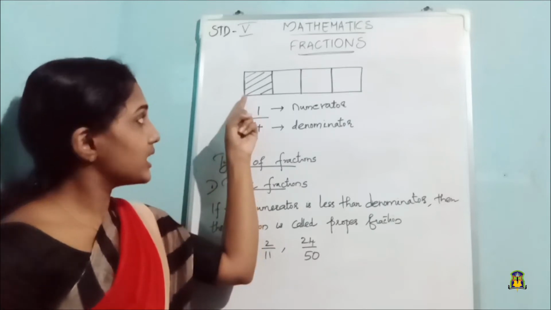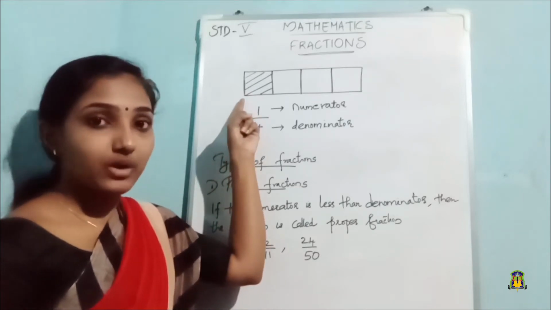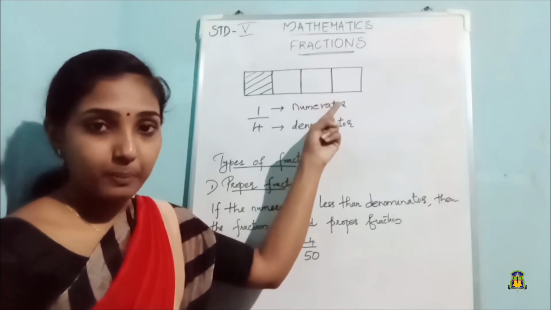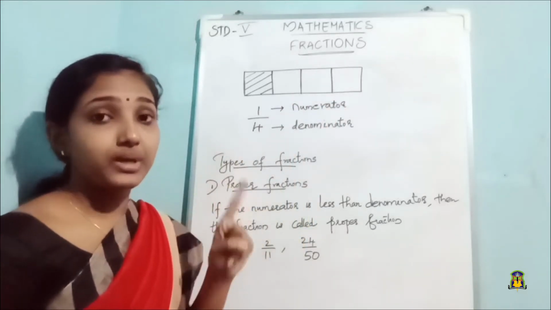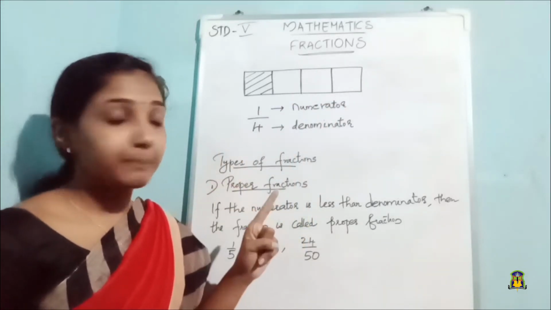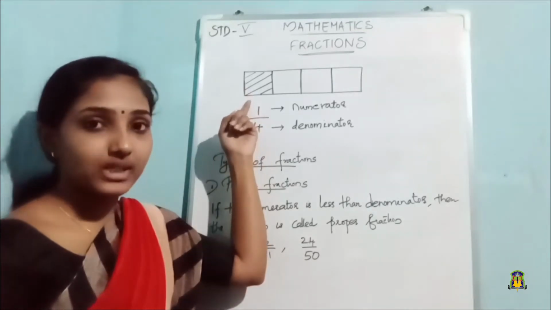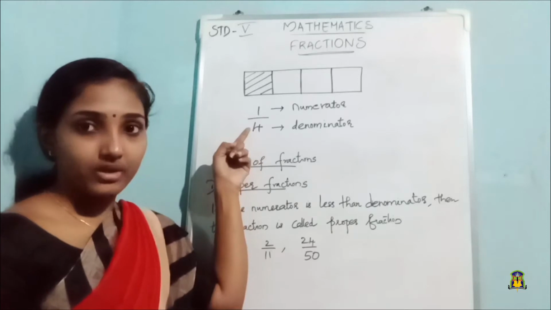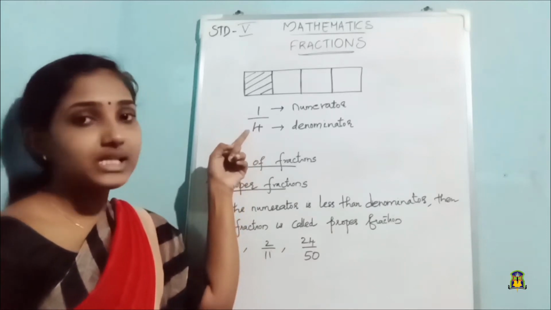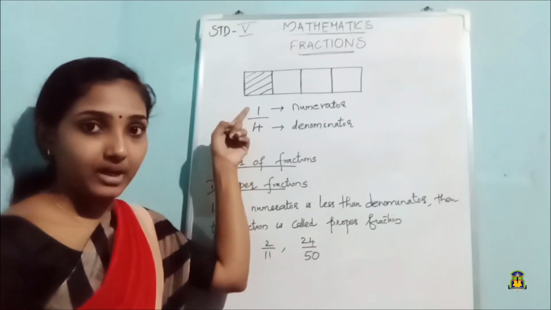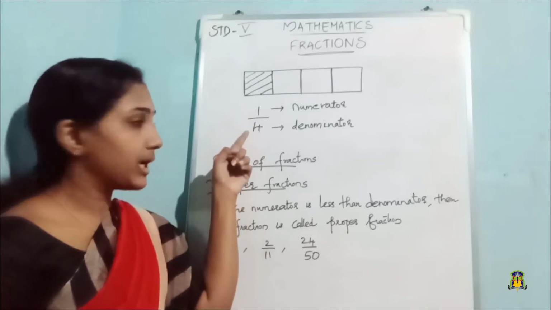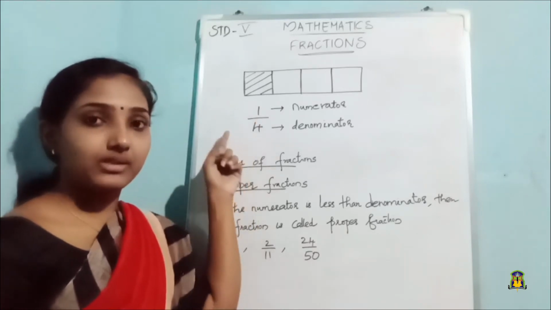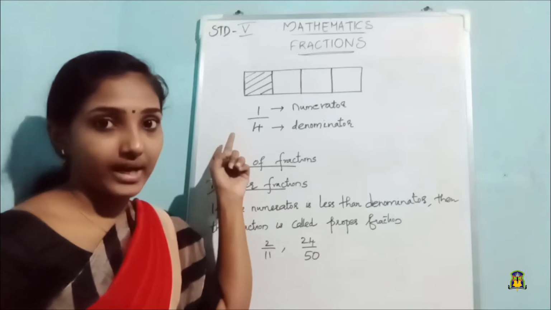1/4. Here is how it comes: in total it has 4 parts, and from those 4 parts I have taken 1 part. So this shaded portion, this one portion, is 1/4. From the total of 4 parts I have taken 1 part, so it is 1/4. These numbers are called fractions.